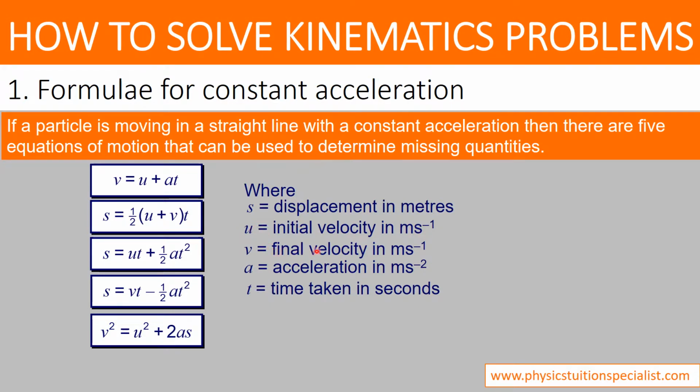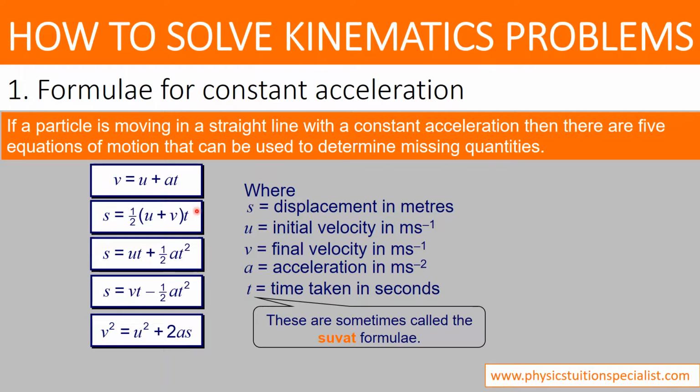V is the final velocity, also in meters per second. These are all SI units. Acceleration is in meters per second squared, and time is taken to be in seconds. So these quantities, there are 5 of them, will result in all these 5 equations. These equations are called the SUVAT equations. S-U-V-A-T. SUVAT equations or SUVAT formulas.